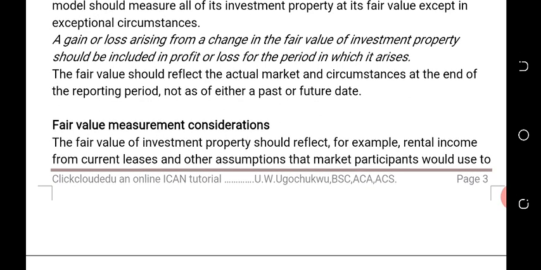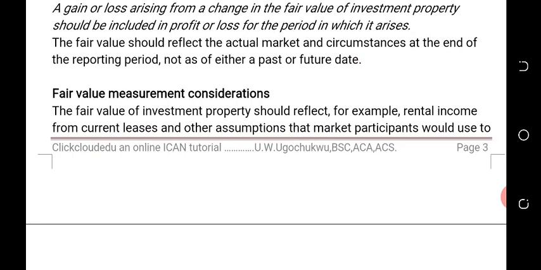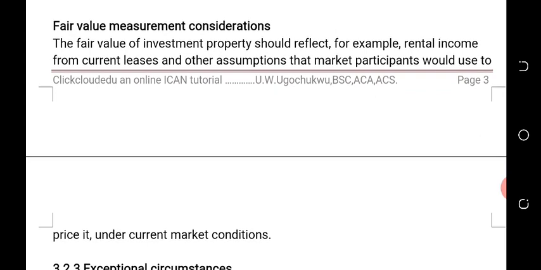The fair value should reflect the actual market and the circumstances at the end of the reporting period, not as of either a past or a future date. So the fair value should not reflect a past transaction or a future date.